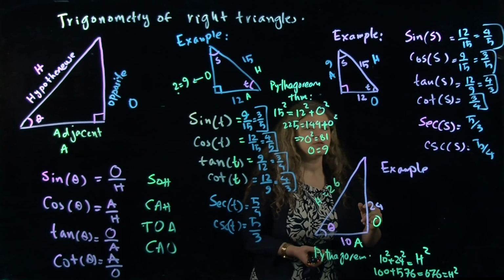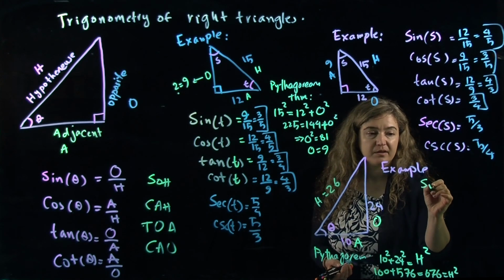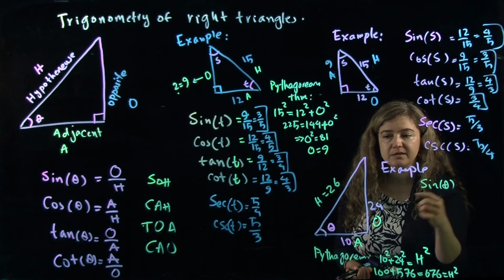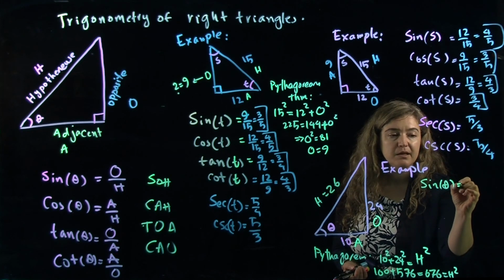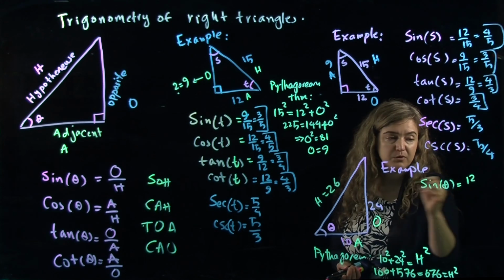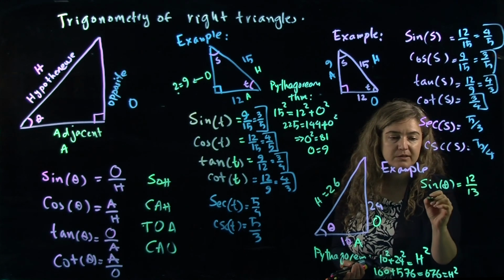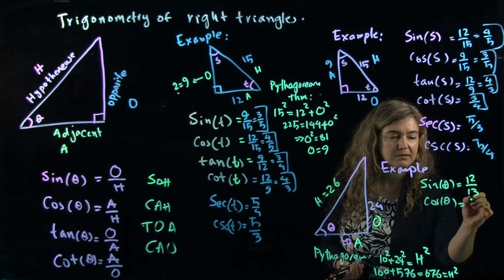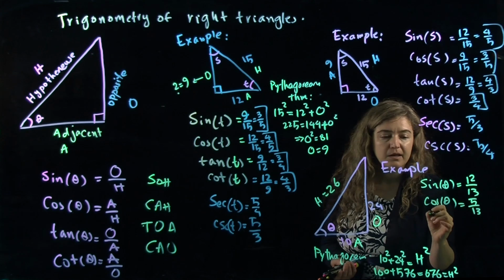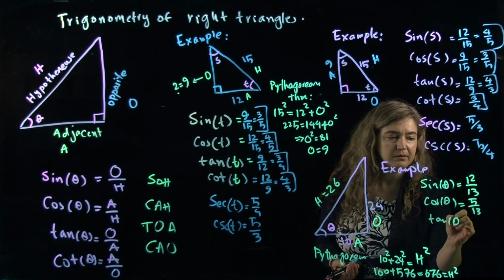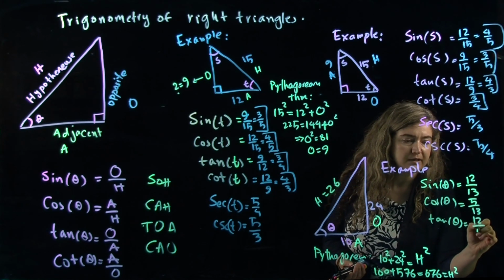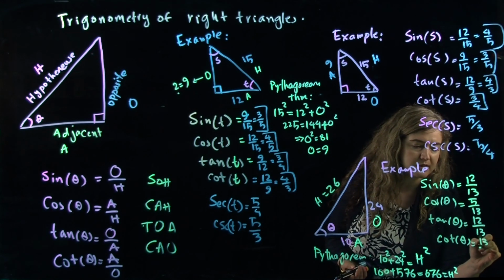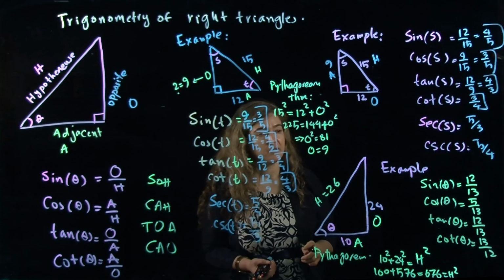Okay. Now, sine of theta is the opposite over the hypotenuse. 24 divided by 26, which is 12 divided by 13. Cosine theta is 10 divided by 26. And tan theta is 12 divided by 13. Cotan theta is equal to 13 divided by 12.